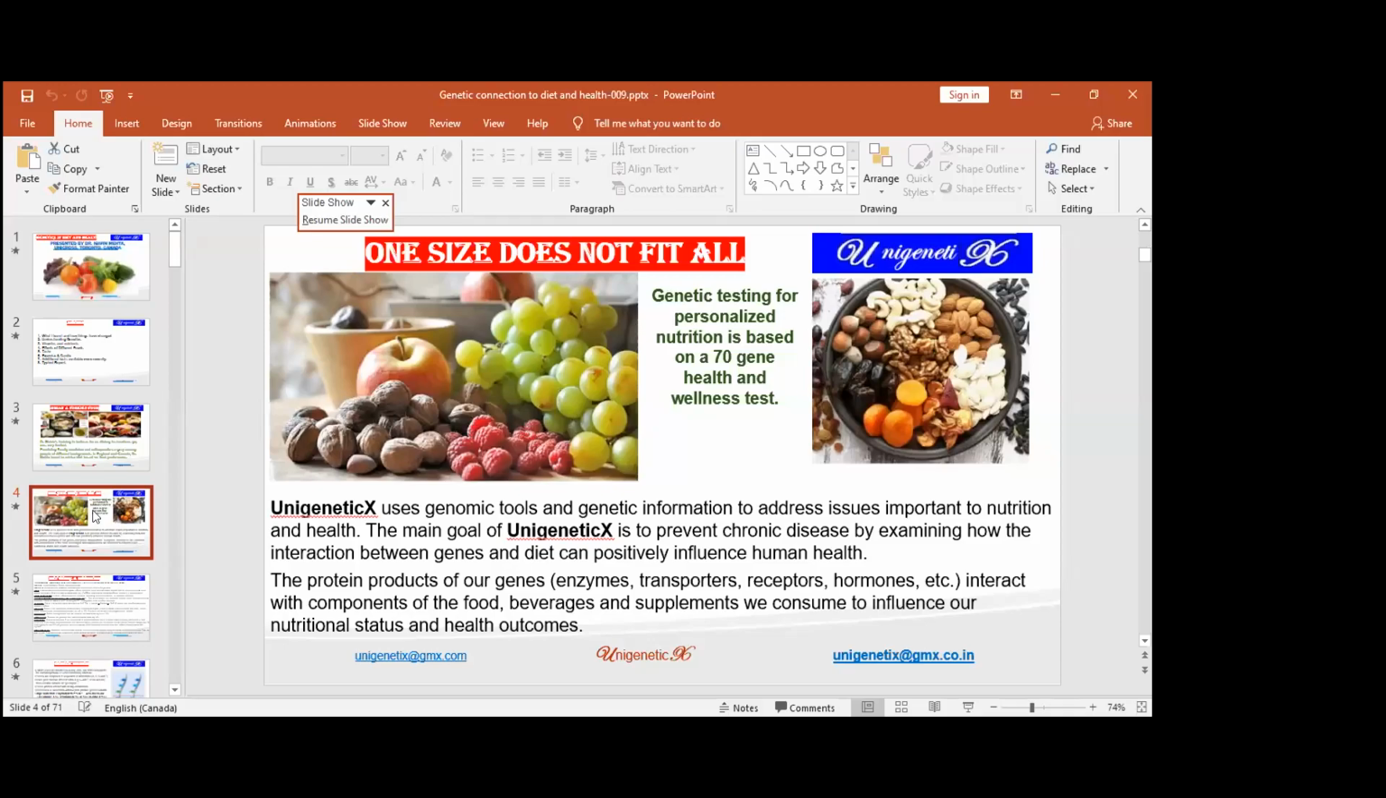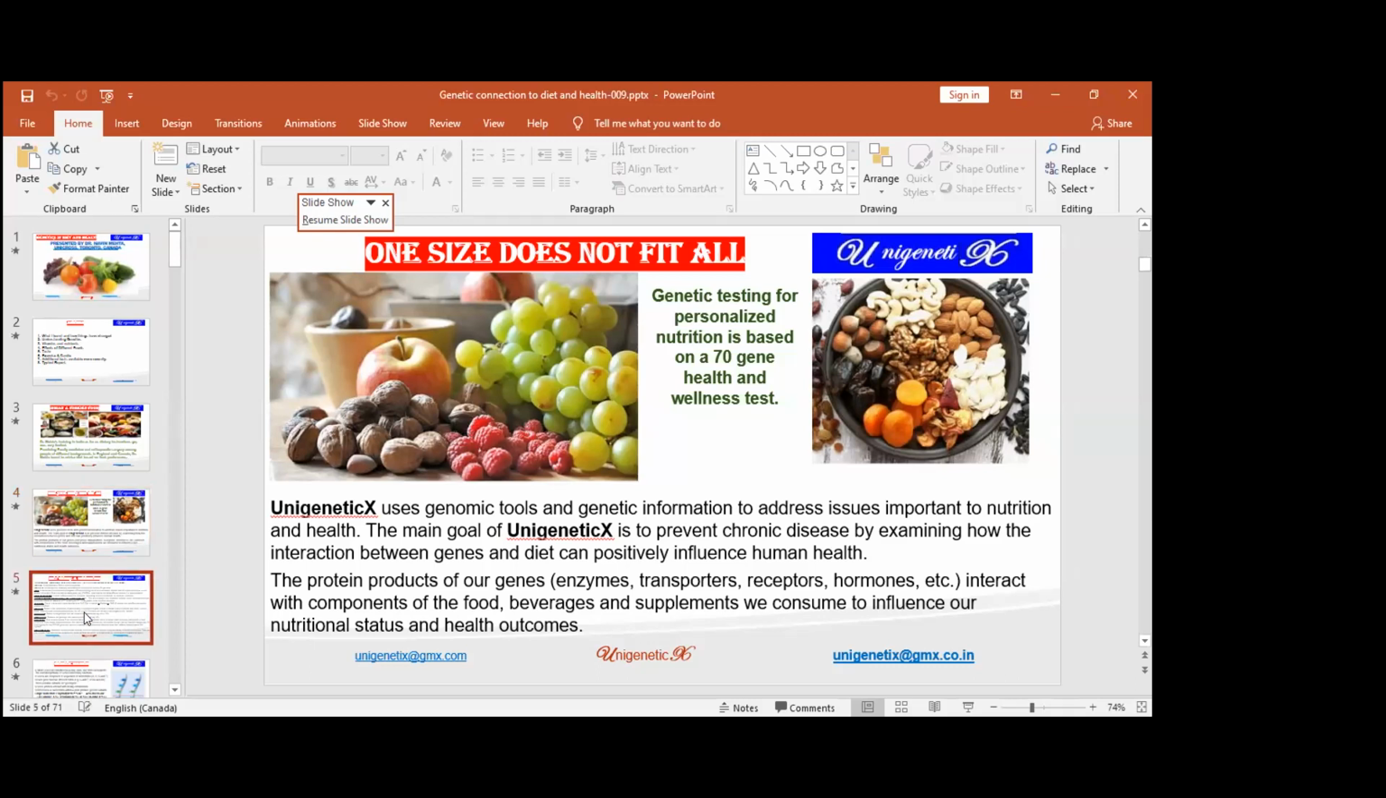Unigenetics is just my word for it. It uses genetic tools and genetic information to address issues important to health. The main goal is to prevent chronic disease by examining the interaction between genes and diet. And then it's about the protein products.